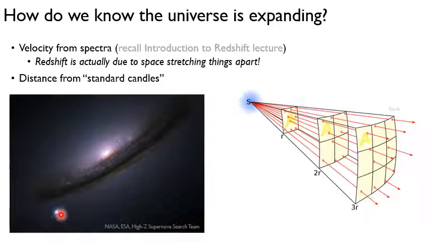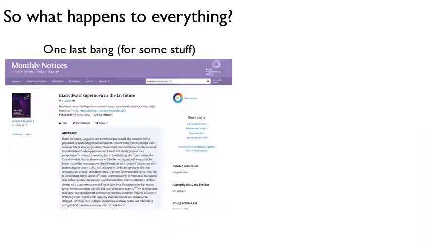So these are objects that we use to figure out how far away something is. If we can also get a redshift on something in this galaxy or nearby, so if we can collect a spectrum and measure the redshift, then we can also get the velocity. And then we know, oh okay, something that's that far away is moving away from us at that particular velocity. And that is what is done to determine that the universe is expanding.